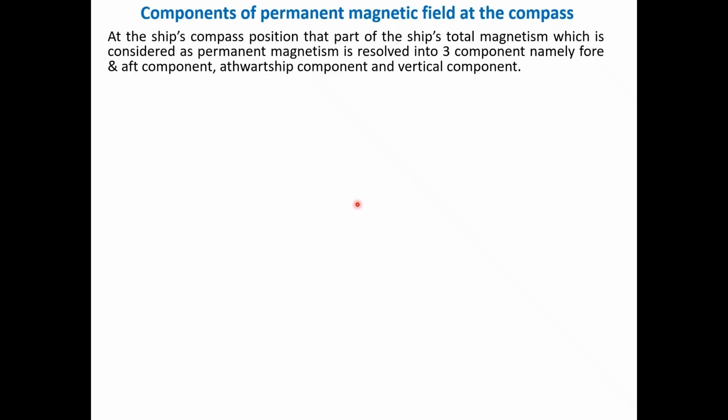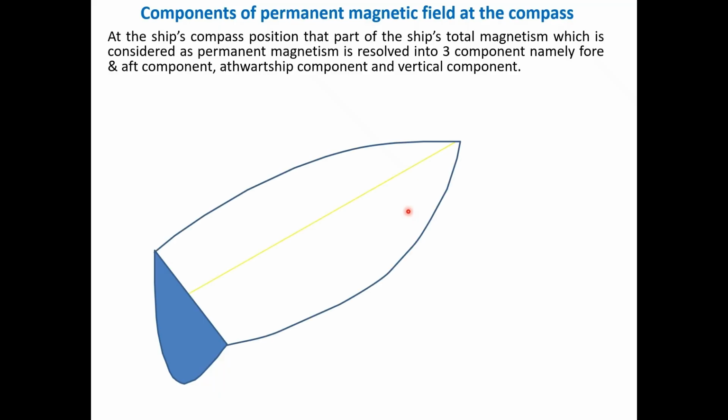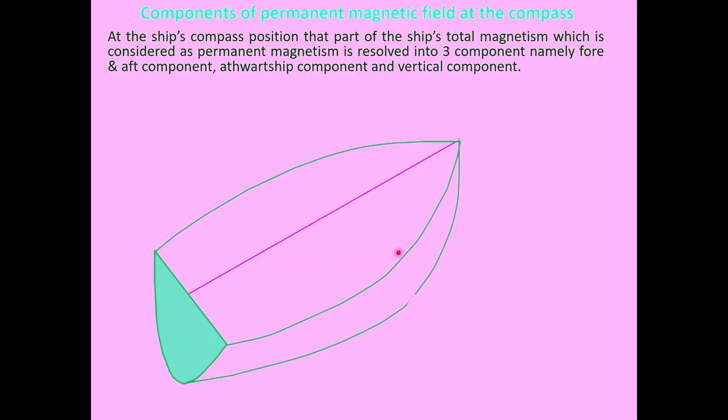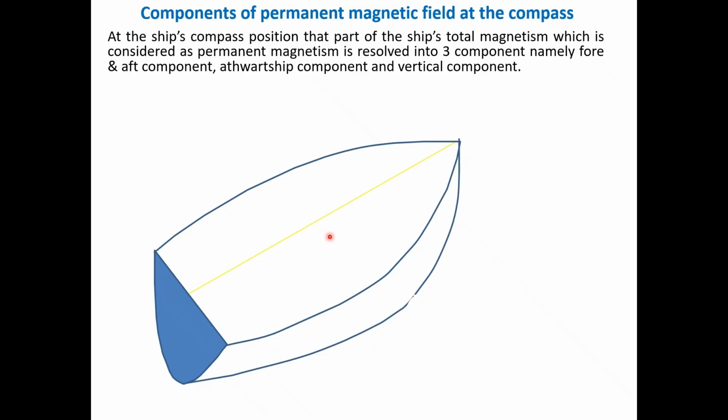Let us see the components of permanent magnetism. At the ship's compass position, that part of the ship's total magnetism which is considered as permanent magnetism is resolved into three components, namely fore and aft component, athwart ship component, and vertical component. Let's draw a shape. As it is a three-dimensional object, it will have three components. The first component, which runs in the fore and aft direction, we call the fore and aft component, or ship's P force, right?